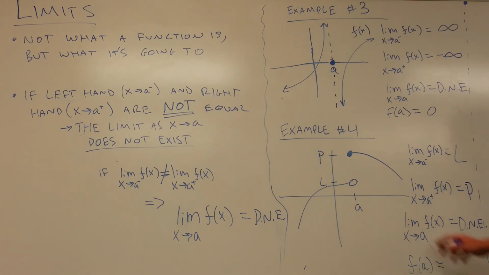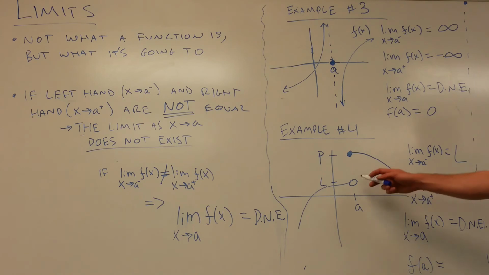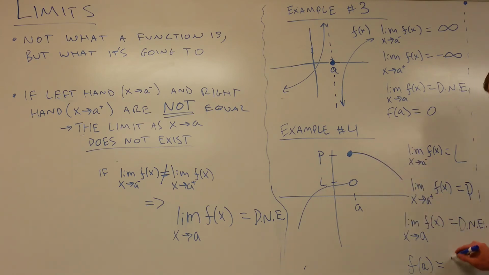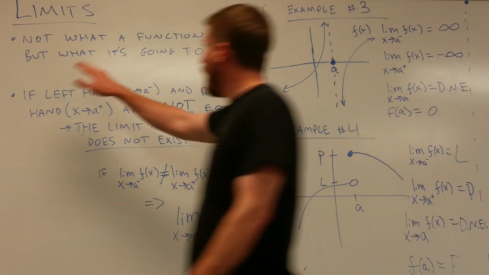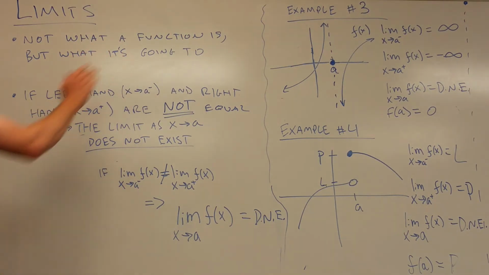Here, if we wanted to evaluate f of a, again we look at the open circle and closed circle, and f of a is equal to P. Once again, this illustrates that just because a function is equal to something, that doesn't mean its limit is equal to that same thing, because a limit is not what a function is, it is what it is going to.